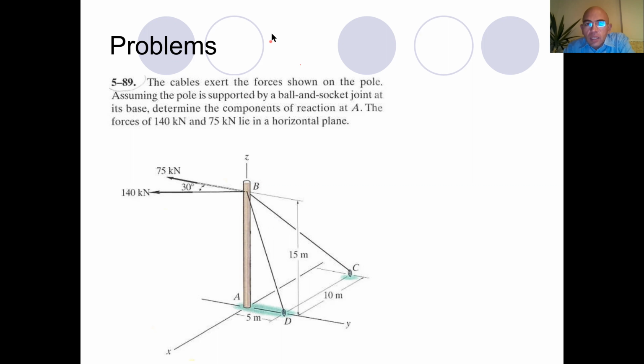So let's analyze the joints and isolate the joints first. Let's focus on the point B. Since there is a cable, this cable can only pull in the direction of the cable. And point A is a ball joint, so it can rotate in any direction. This basically means that there cannot be any reaction moment at point A.